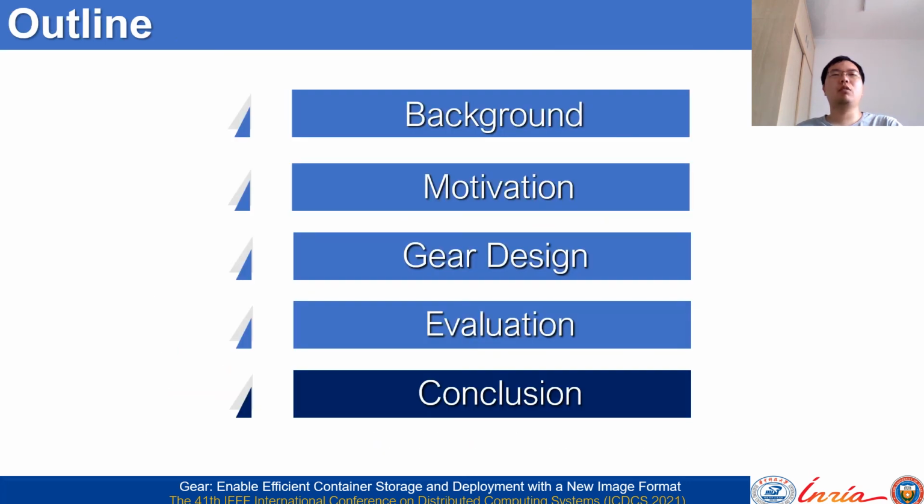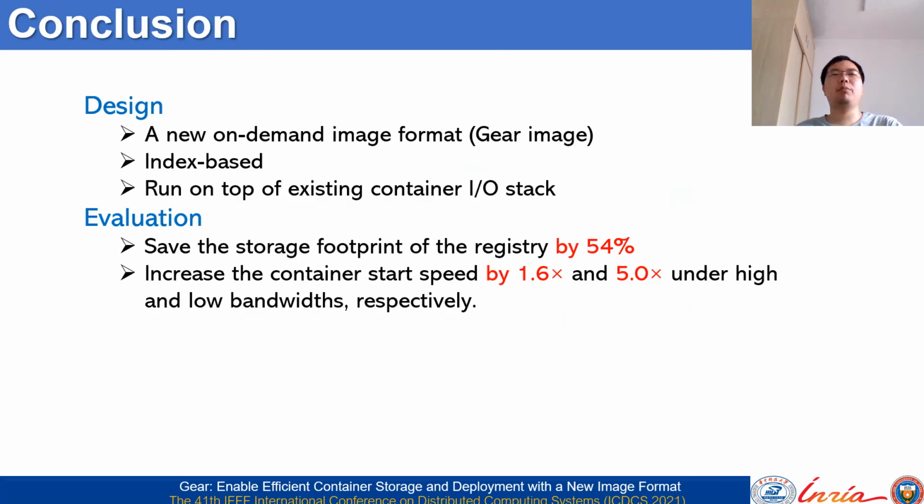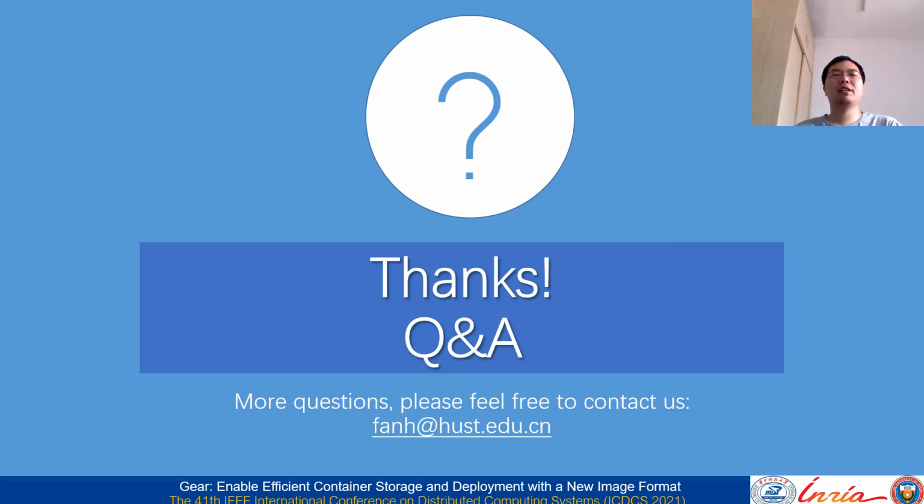Finally, we conclude our paper as follows. In this paper, we propose GEAR, a new image format that supports on-demand download of image data based on the existing I/O-stack. GEAR can save 54% of storage space in the registry and speeds up deployment time up to 5 times. That's all for the introduction of GEAR.